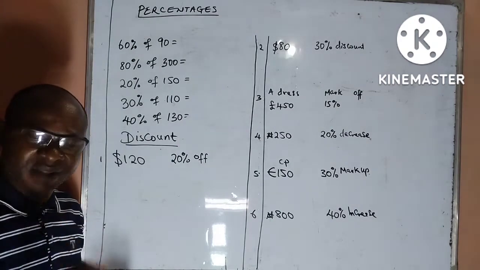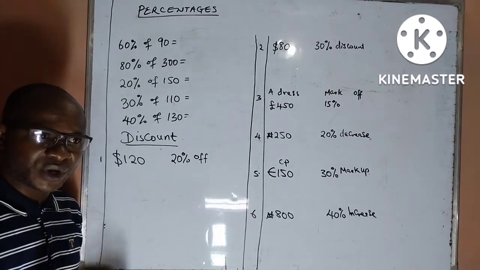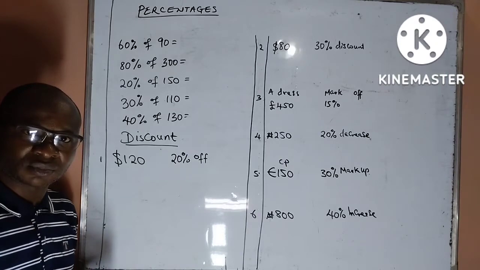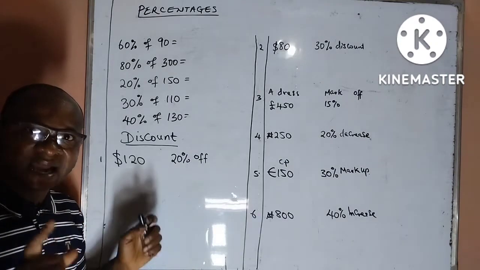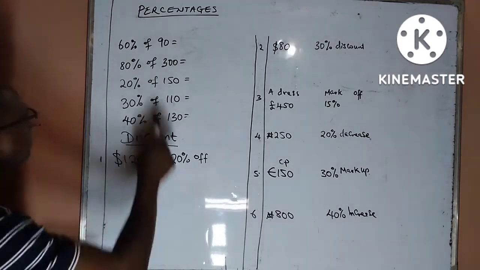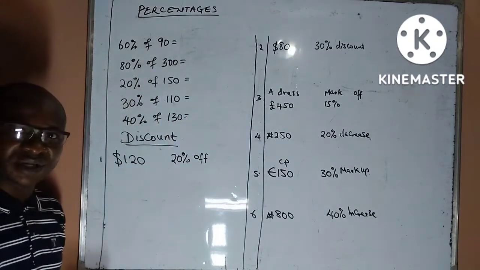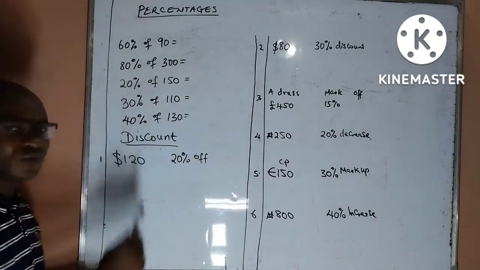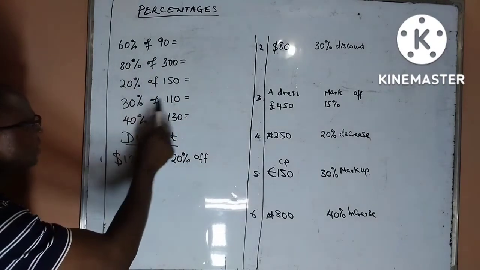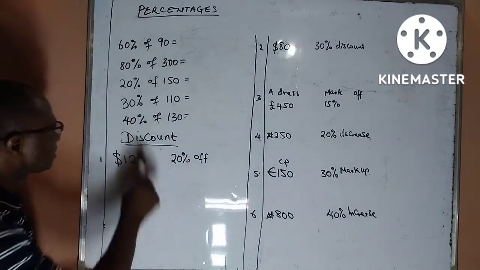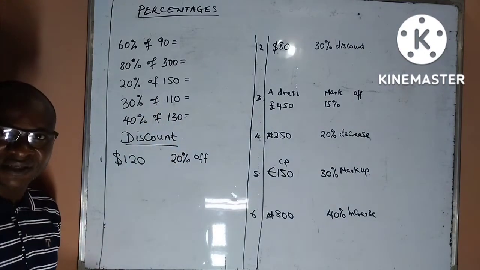We don't need a calculator here. We assume to work with our mental power. I want to find 80% of 300, 20% of 150, 30% of 110, 40% of 130.